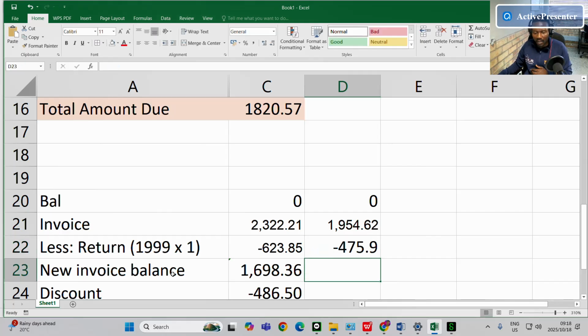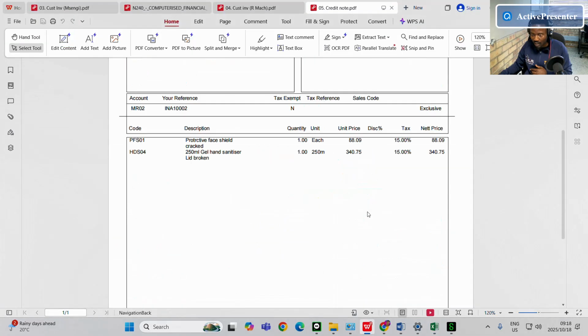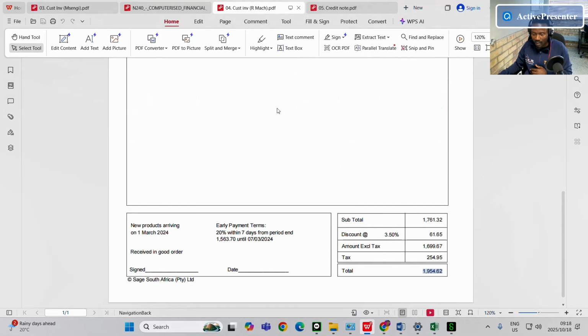Right. So to get the new invoice balance, you minus the 2. So we got the new invoice balance. So now we need to get the discount. So how do we get the discount? I go back to my invoice.